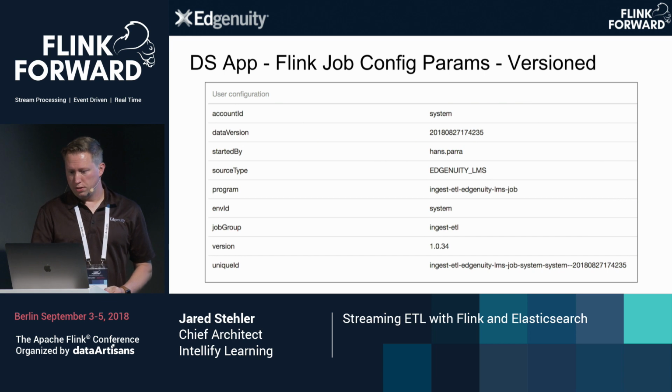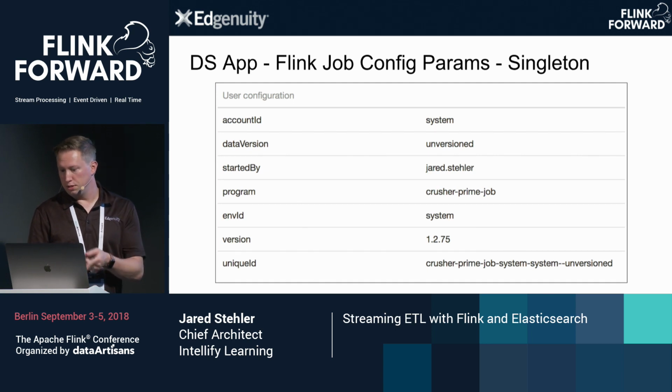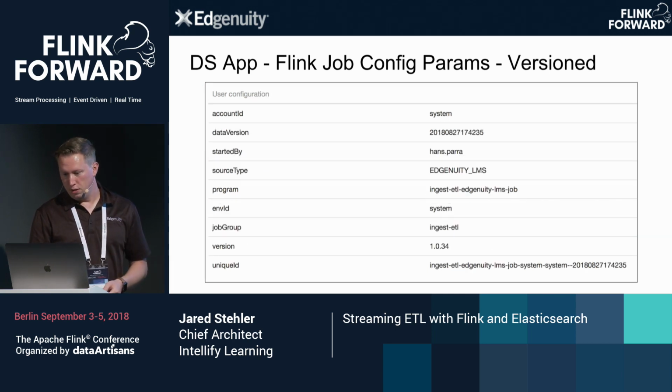And we send certain parameters to our jobs in order to allow our service to control them, and then we read back those parameters, things like unique ID. So for a singleton, we say data version is unversioned and the unique ID, whereas in this case, we have a different data version.